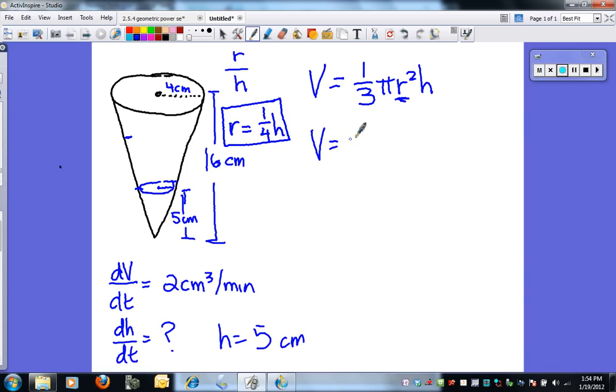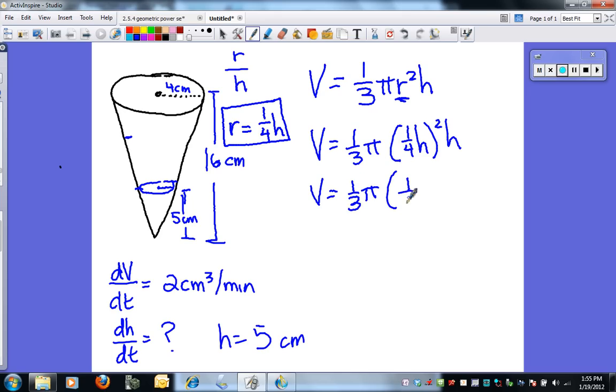So we have volume equals 1/3 pi. Now instead of r, we're going to put in there 1/4 h squared times h. Before I take the derivative, let's simplify this a little bit. We have 1/3, and I'm going to show all the steps. This becomes 1/16 h squared times h. So now I have 1/48, multiplying 3 times 16, h squared times h is h cubed, pi. That's a nice little equation. Now remember, pi is just a number. Don't forget that.